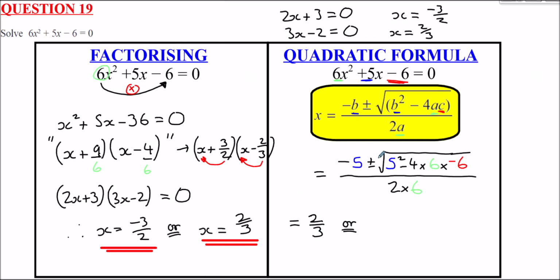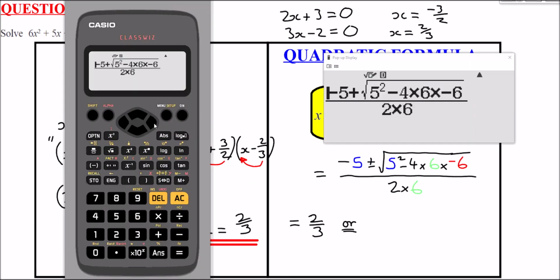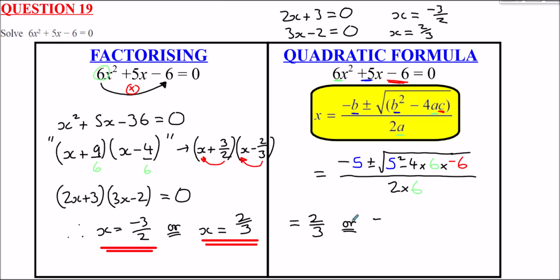And for the second solution, we switch the sign of the root from plus to minus, or from minus to plus if we did the negative root first. I did the positive root first, so I'm going to change that plus to a minus, and we get the second root, 3/2. So therefore, x equals 2/3 or minus 3/2. Whichever method you prefer, use that one.